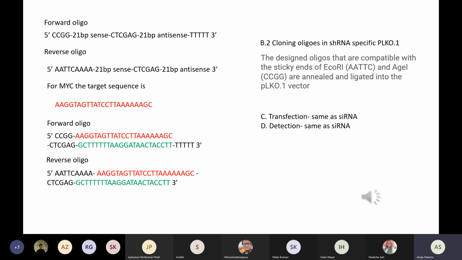So it's like that. Transfection will be same as siRNA, and detection you can do real-time PCR. It is similar to siRNA. So moving on, let me see if there are any more slides.